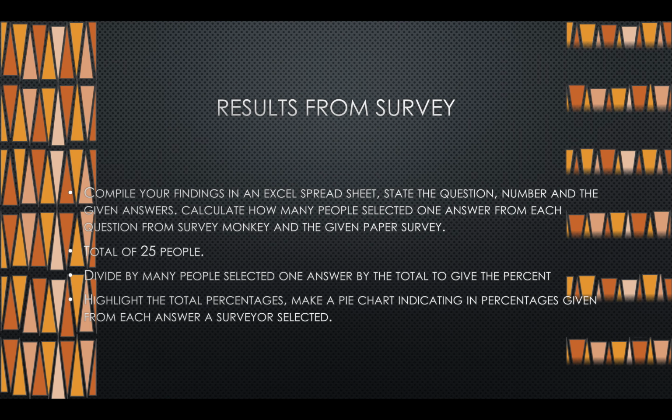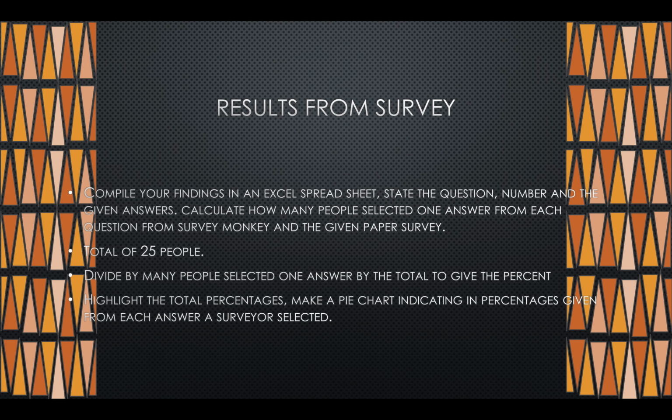And the results from the survey, you compile your findings and place it in an Excel spreadsheet, state the question and the number and the given answers for each one from your online survey, and calculate how many people selected one answer from each question from SurveyMonkey and the given paper survey. There should have been a total of 25 people.